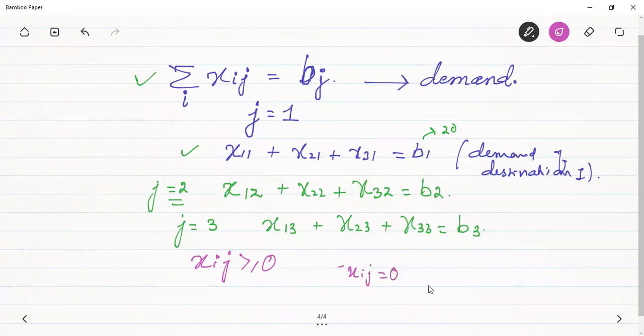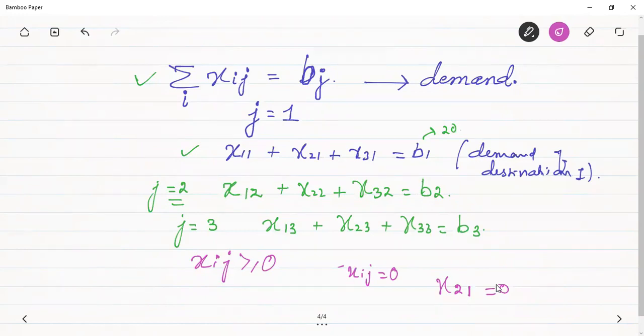That is, it is possible that, suppose I am taking an example of x21 is equal to 0. If x21 is equal to 0, that means we did not transport anything from source 2 to destination 1. Look, destination 1 has a demand, suppose 20 units. It doesn't matter for it who fulfills its demand, 1, 2 or 3, or the combination of 1, 2, or combination of 1, 3, or combination of 2, 3, or one single source can fulfill its demand completely.